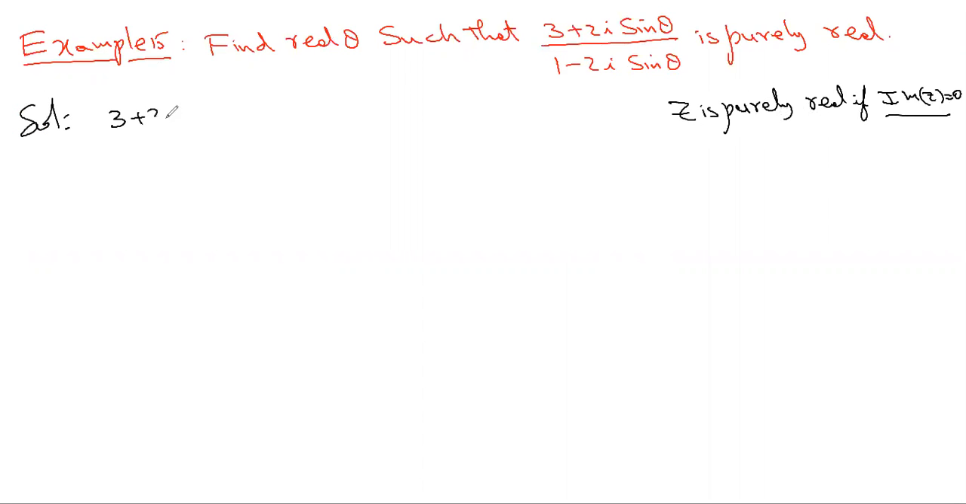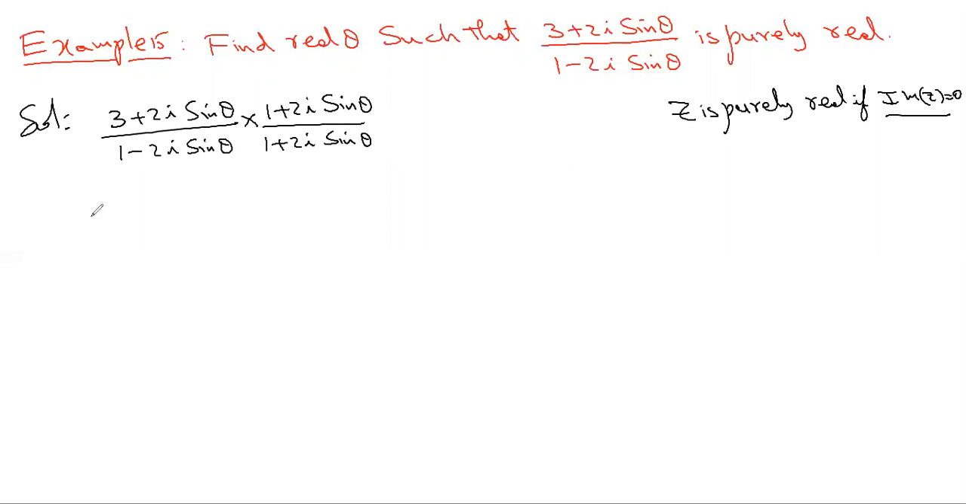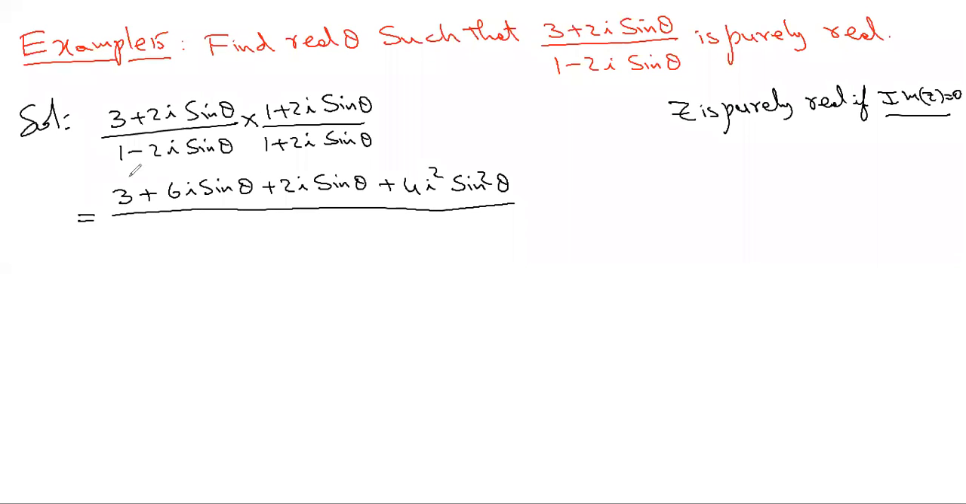So to use this condition, first you need to convert this into a plus ib form. That's why 3 plus 2i sine theta by 1 minus 2i sine theta into 1 plus 2i sine theta by 1 plus 2i sine theta equal to 3 into 1 is 3, plus 3 into 2, 6i sine theta, plus 2i sine theta, plus 4i square sine square theta by 1 plus 4 sine square theta.